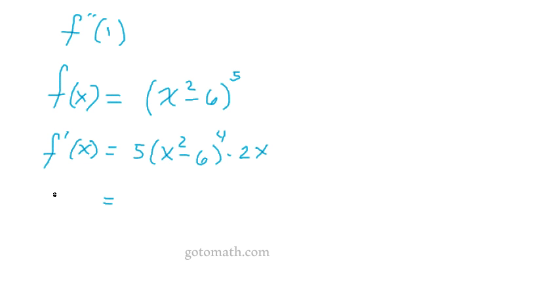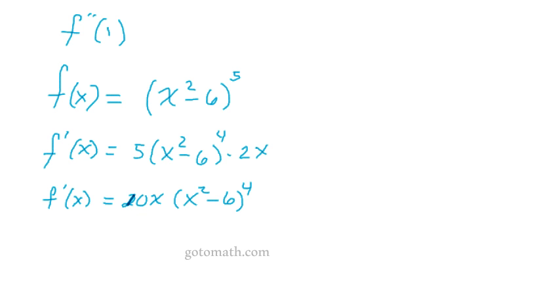Now what we'll want to do is clean this up a little bit. 2 times 5 is 10, 10x. We don't want to make any mistakes at this point.